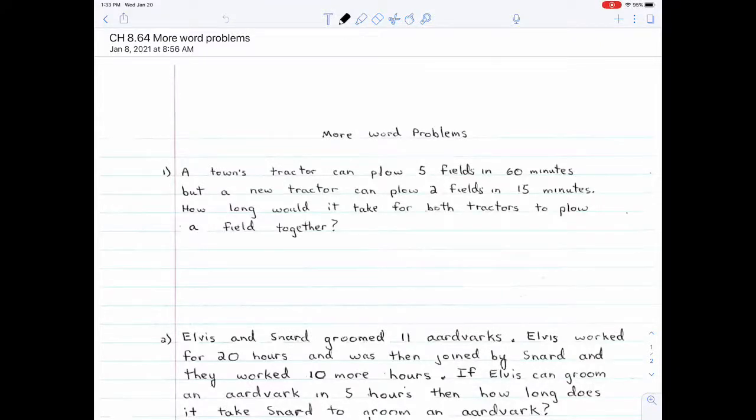Hello, everybody. Okay, just thought I'd give you a few more examples of word problems. I'm not going to finish these. I'm just going to set them up.